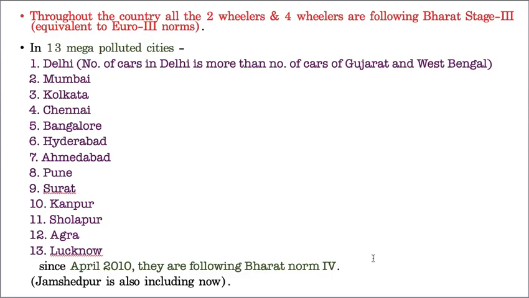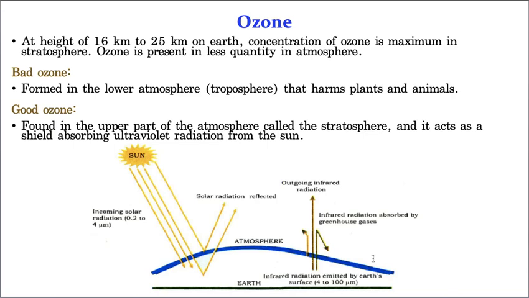Okay. Now, the last topic of air pollution, that is ozone depletion. Let us start now. At a height of 16 to 25 kilometers above the earth, there is one layer in the stratosphere, a concentric layer which masks our planet, and that is called ozone. The ozone content is very little in the atmosphere, and it is more in the stratosphere.